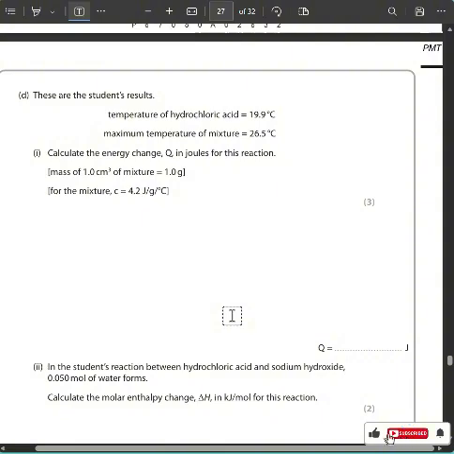Okay, there are the students' results. Temperature of hydrochloric acid 90.9 Celsius. Maximum temperature of mixture 26.5. Calculate the energy Q in joules of this reaction. Okay, we have a formula like Q equals mcΔT.